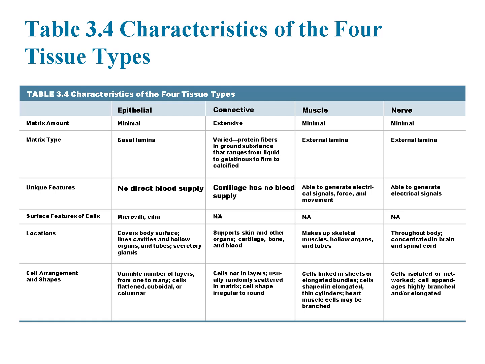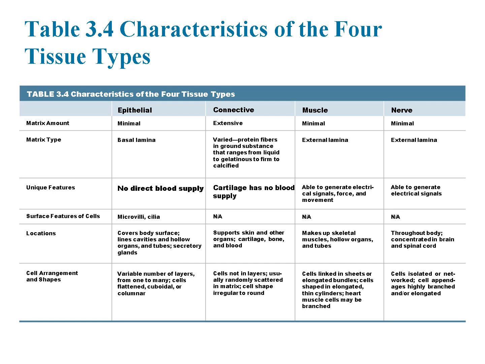Nerve tissue. Also has minimal matrix, and it specializes in electrical signaling. Found primarily in the brain, spinal cord, and peripheral nerves. Nerve cells are highly elongated to facilitate communication.